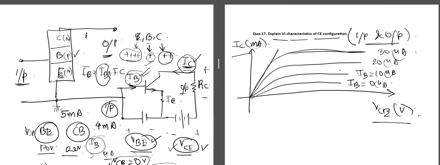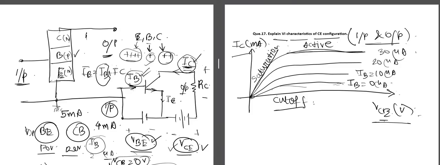One thing we can see is that at first, when the value of VCE is 0, the value of collector current is 0. And as the value of VCE is increased, the collector current is increasing, but at a particular point, the value is saturating. So this region where the value is saturating is the active region. This region where the value of IC is 0, where IB is 0, is the cutoff region, and this region is the saturation region.